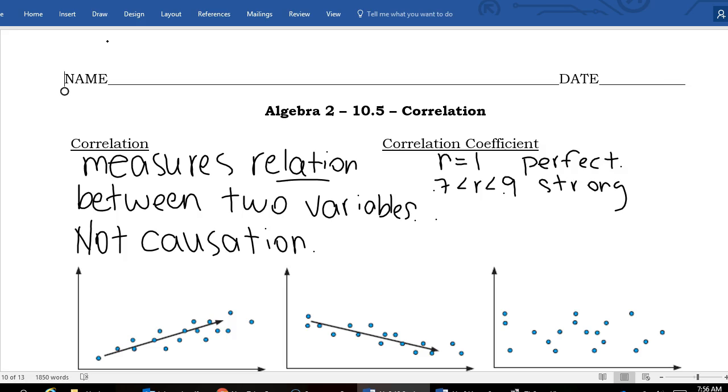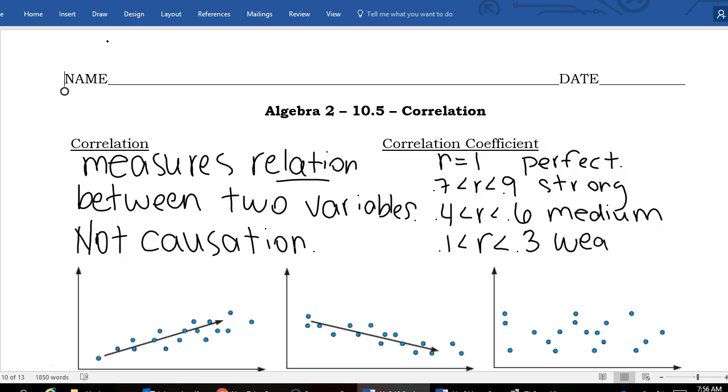If your correlation is between 0.4 and 0.6, that is a moderate or medium correlation. Between 0.1 and 0.3, kind of weak. And if your correlation is 0, that means there is no discernible relationship pattern between your two variables.